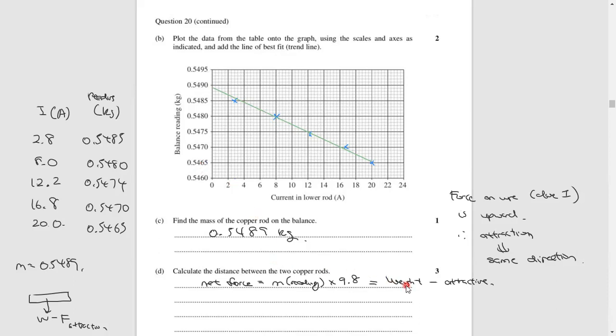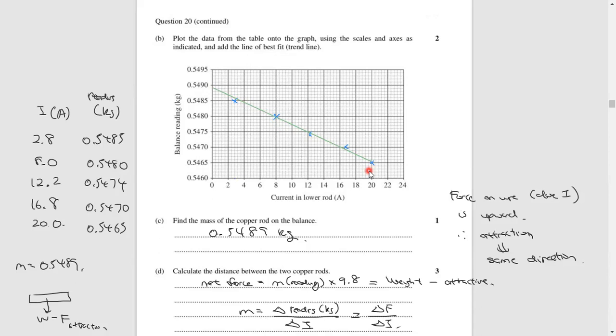Now, the weight force we're going to assume is constant at 0.5489 times 9.8. So this gradient, you think of it as the change in the balance reading, in kilogram, divided by the change in current, which you can convert by multiplying by 9.8. So it's the change in force over I.